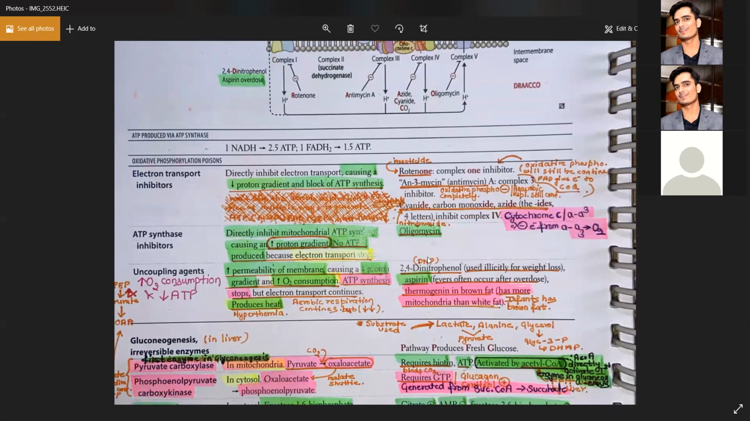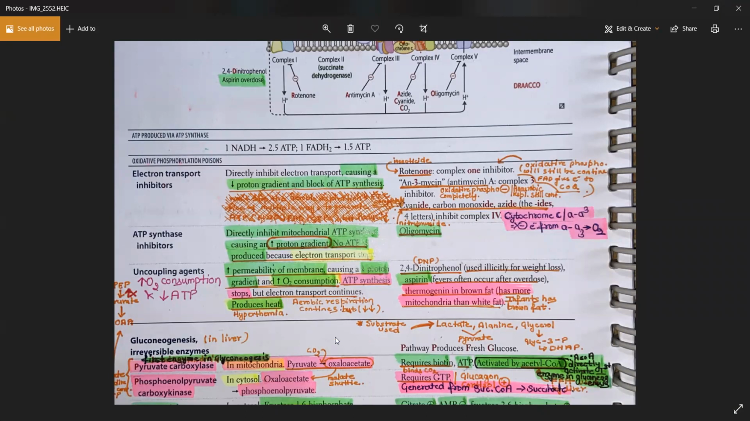Now the uncoupling agents, I told you about this: the aspirin and 2,4-dinitrophenol make the membrane very porous. They increase the permeability of the membrane so that your hydrogen can be easily leaked out into the matrix again. So you require more oxygen to generate the same hydrogen gradient. You will produce more CO2, but your ATP synthesis will decrease because your hydrogens are being leaked out continuously, and they will produce heat. So you will get hyperthermia in case of aspirin overdose. In aspirin overdose, your aerobic respiration will continue, but it will form less ATP than it should.